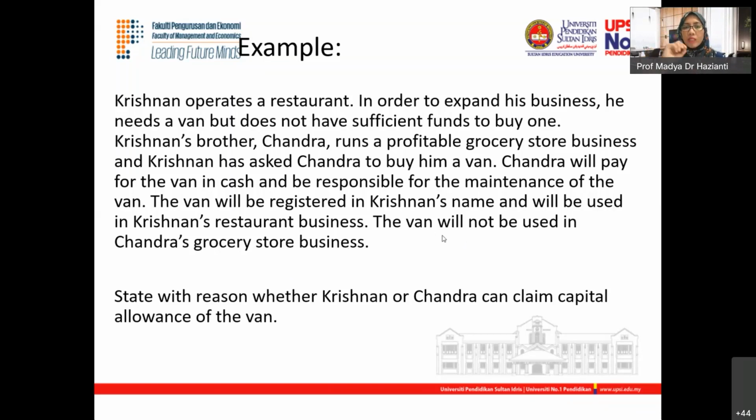So sekarang ni dua-dua orang tak boleh claim, sebab tak fulfill the 4 kriteria tu. Walaupun Krishnan tadi you kata dia legal owner kan? Yes, that's correct. Dia guna untuk business dia. Yes, it's correct. Tapi dia tak incur any expenses. Tak boleh juga. Boleh faham? Any question?